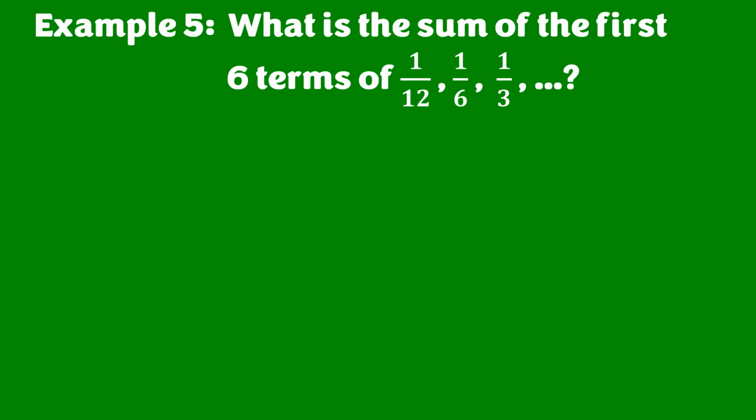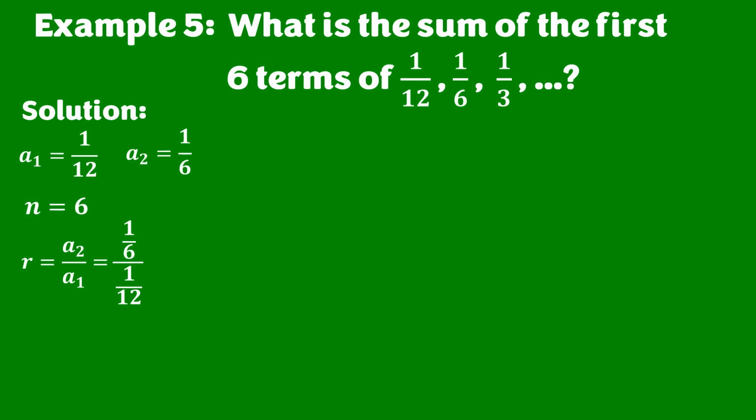For example number 5, what is the sum of the first 6 terms of 1 over 12, 1 over 6, 1 over 3, and so on? So for the solution, we're going to determine the value of a sub 1, which is 1 over 12. A sub 2 is 1 over 6, and the value of n is 6. So we're going to solve now for the value of r.